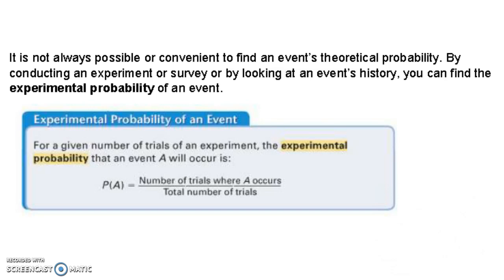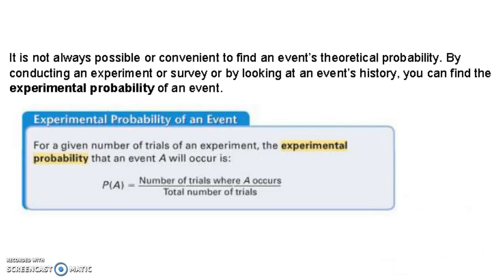So let's move forward. It's not always possible to correctly describe the theoretical probability of an event. We may not be able to look at all possible outcomes or count the outcomes. In that case, we can look at an event's history, which we call the experimental probability of an event. Let's look at a definition first.